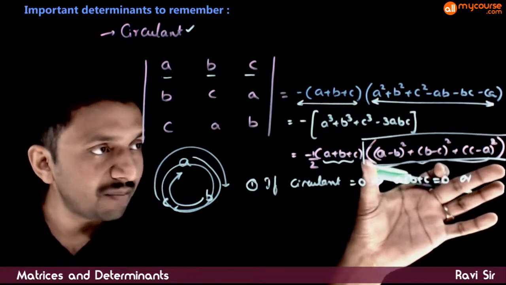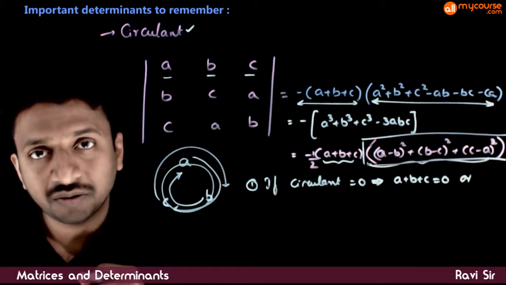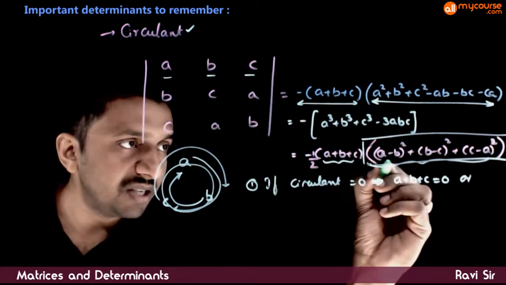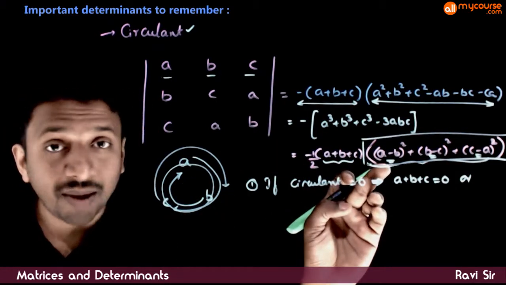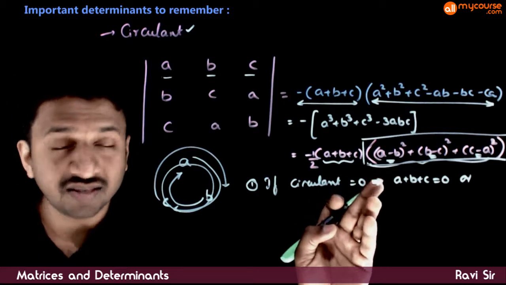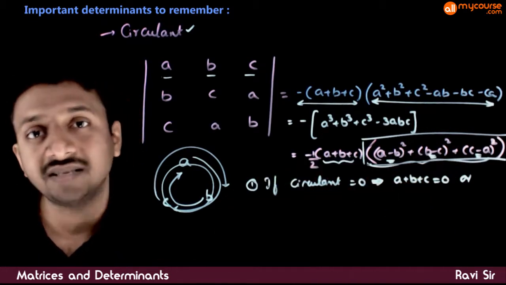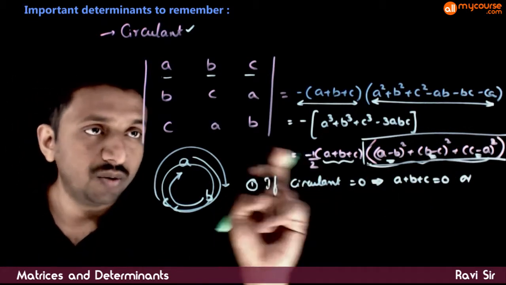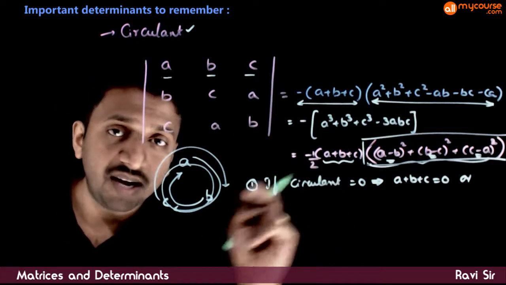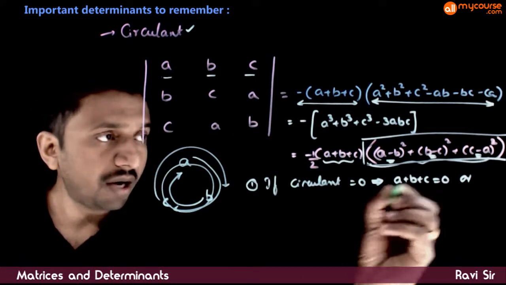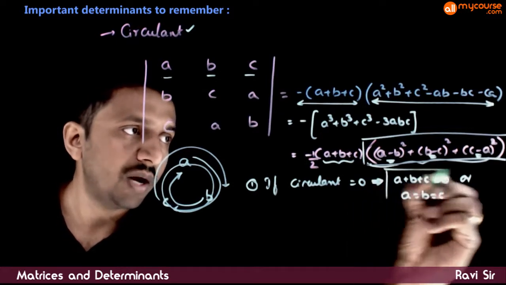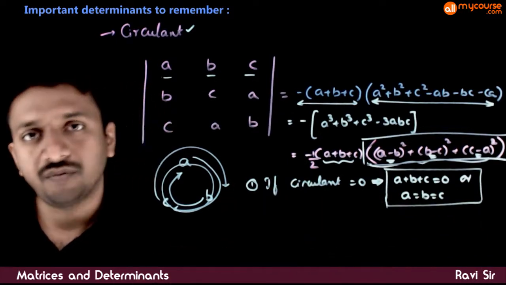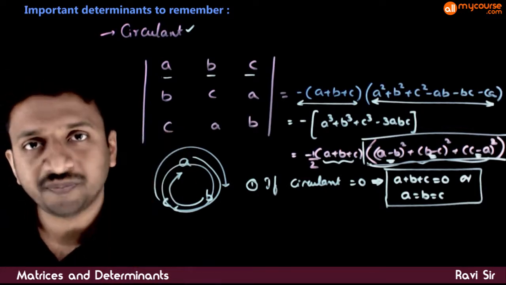So if the sum of these three has to be equal to 0, then this has to be 0, this has to be 0, and this has to be 0. That means A minus B is equal to 0, A is equal to B, B is equal to C, and C is equal to A. So if the circulant is 0, either A plus B plus C is equal to 0 or A is equal to B is equal to C. So one of these conditions has to be valid if the circulant is equal to 0.